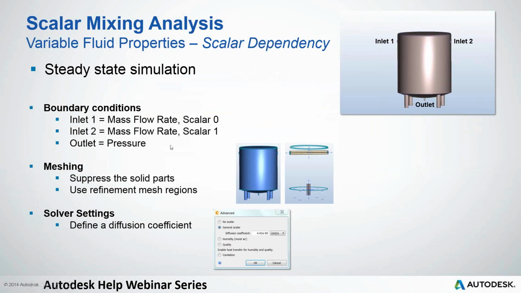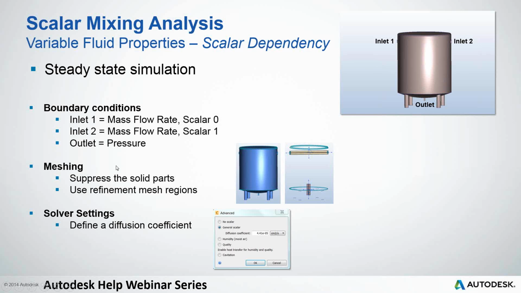Now, let's move to setting the boundary conditions, how I have done it. Over inlet 1, I have a mass flow and scalar 0 related to water, and inlet 2 is mass flow rate with scalar 1 related to methane, as I already mentioned. And at the outlet, I have pressure equal to 0.